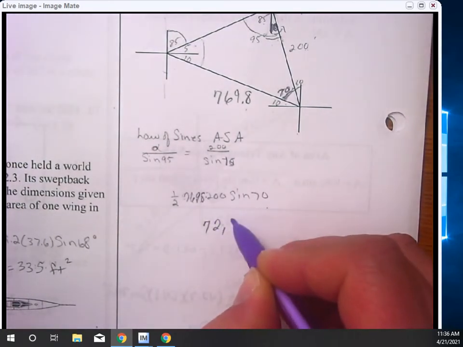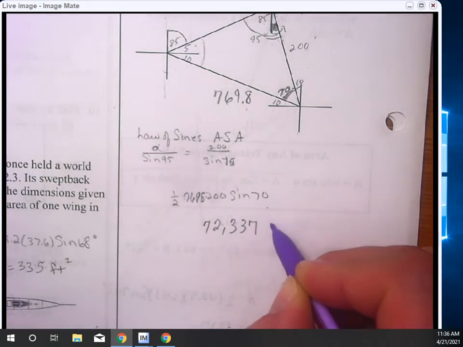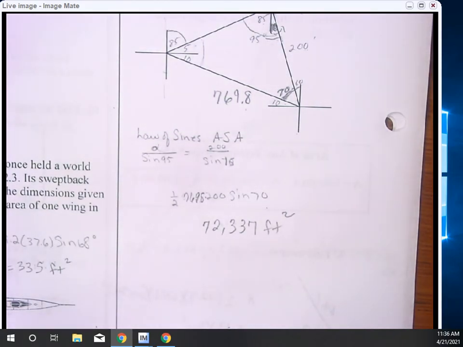Yes. 337, round to the nearest square foot. That makes more sense for a piece of property. All these properties are triangular.